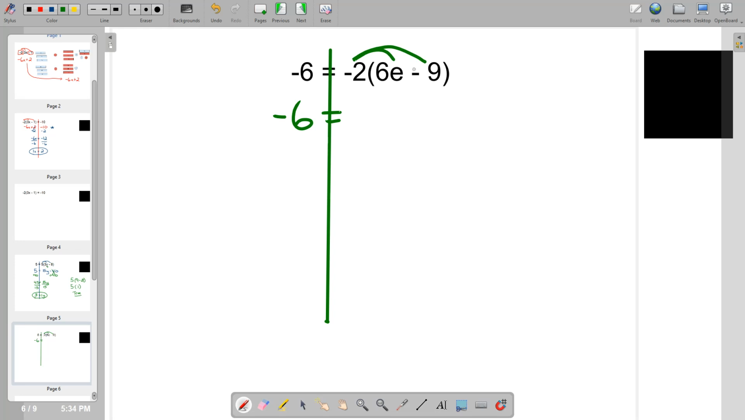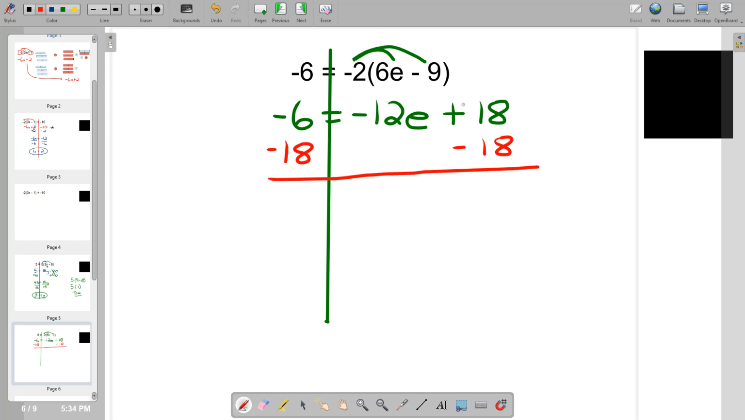Negative 2 times positive 6e would be negative 12e. Negative 2 times negative 9, be careful in there, would give us positive 18. Once we've done the distributive property, everything else is just like we did in the last section. We find the variable, and we do the thing that is farthest away from it, which is positive 18, and the opposite of positive 18 is negative 18. Because that's equal to 0, it can be ignored.